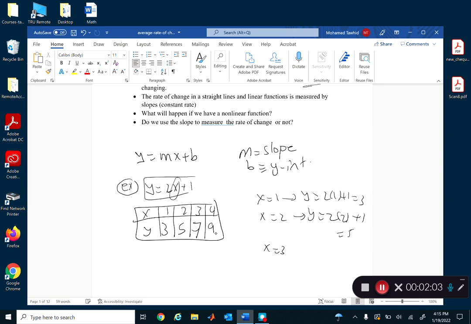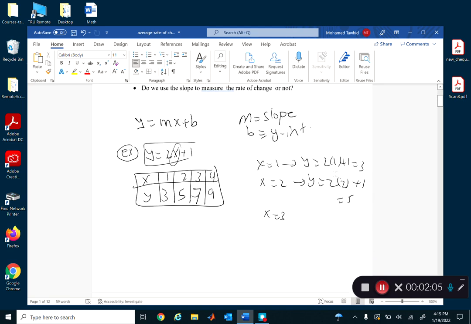Now I want you to note something here, guys. When x increases by 1 unit, from here to there, how many units does x increase? 1. From 2 to 3, x increases 1. From 3 to 4, it's 1. What about y? From here to there, your y increases by 3. Sorry, your y increases by 2. 3 to 5 is just 2. From 5 to 7, 2. From 7 to 9, just 2.